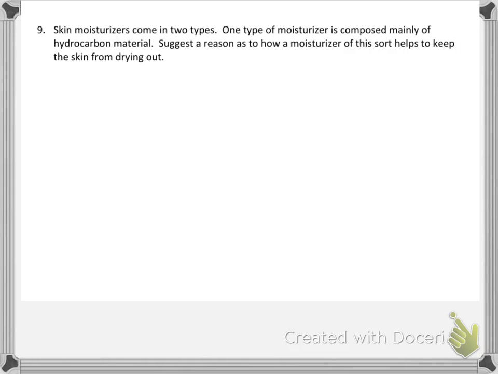Now finally, this last question has to do with the properties of organic compounds. Skin moisturizers come in 2 types. One type is composed of mainly hydrocarbons. The hydrocarbons are going to be nonpolar substances. Suggest a reason as to how a moisturizer of this sort keeps skin from drying out.